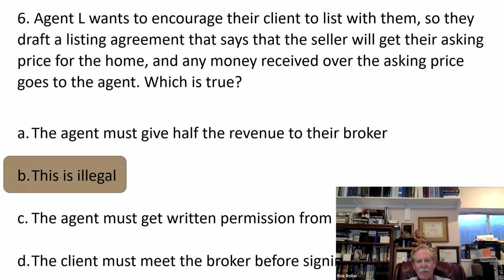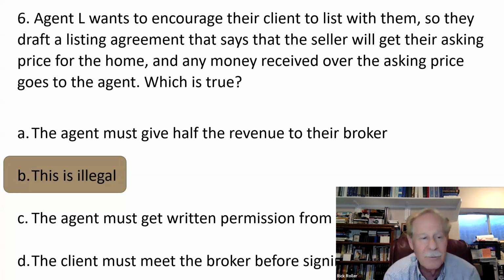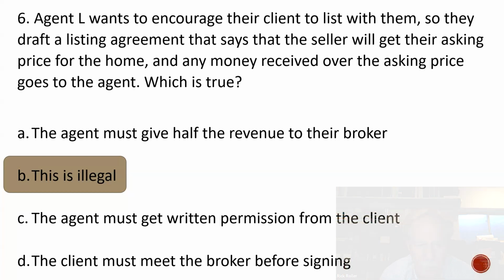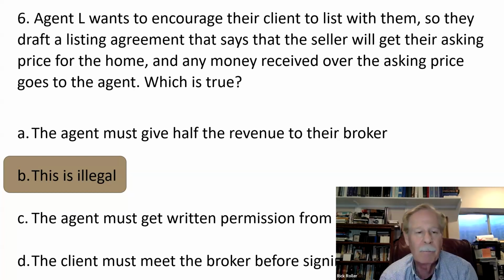What we're describing here is a net listing. Net listings are illegal in the state of Utah, in most states. In fact, I don't know a state where it is legal. The agent must give written permission from the client. It doesn't matter. It's still illegal. Client must meet with the broker before signing. No. Most clients never meet the broker. I mean, come on. You have a big brokerage, 300 agents. They're not going to meet the broker.